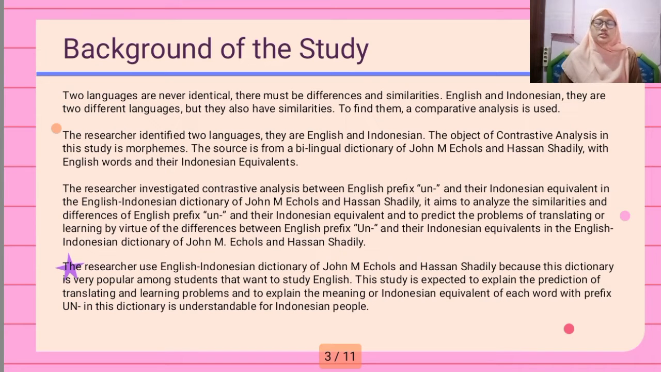The researcher used the English and Indonesian dictionary of John M. Eccles and Hasan Sadili because this dictionary is very popular among students who want to study English. The study is expected to explain the prediction of translating and learning problems, and to explain the meaning or Indonesian equivalent of each word with prefix, which in this dictionary is understandable for Indonesian learners.